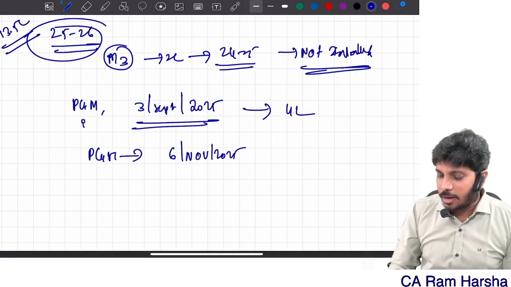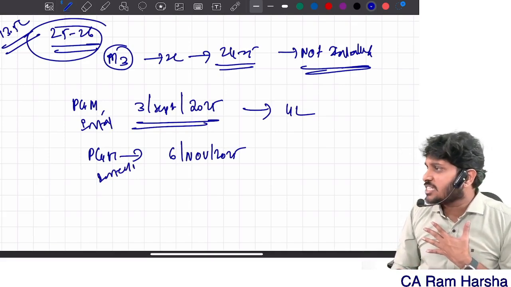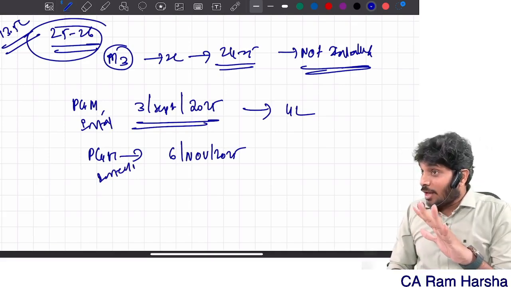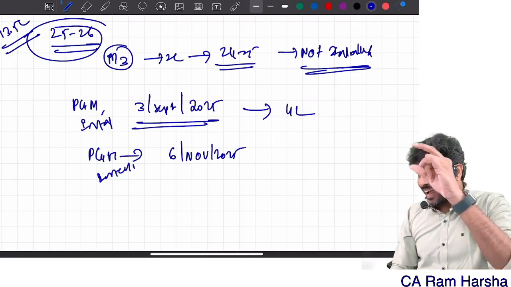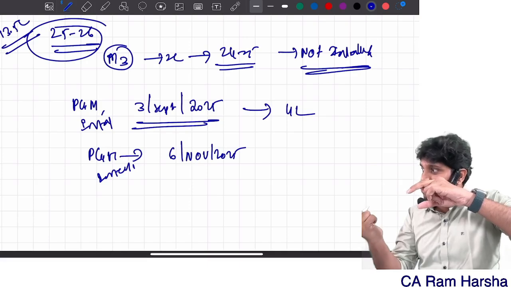Both are installed. See, sometimes in the exam they may not give you installation information. If nothing is mentioned, we assume that it is installed. Suppose they mention one point as installed and another point as purchased only, then we assume that it is not installed.